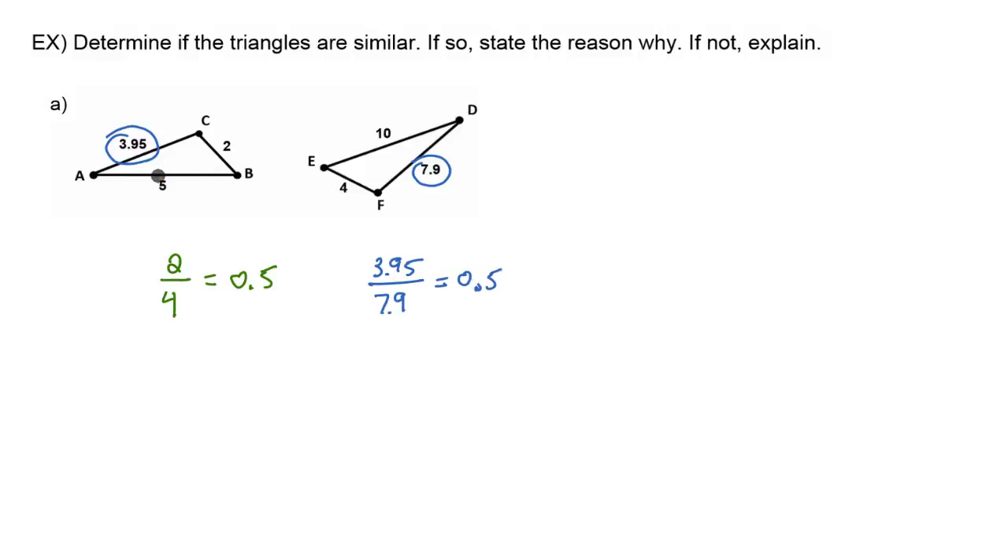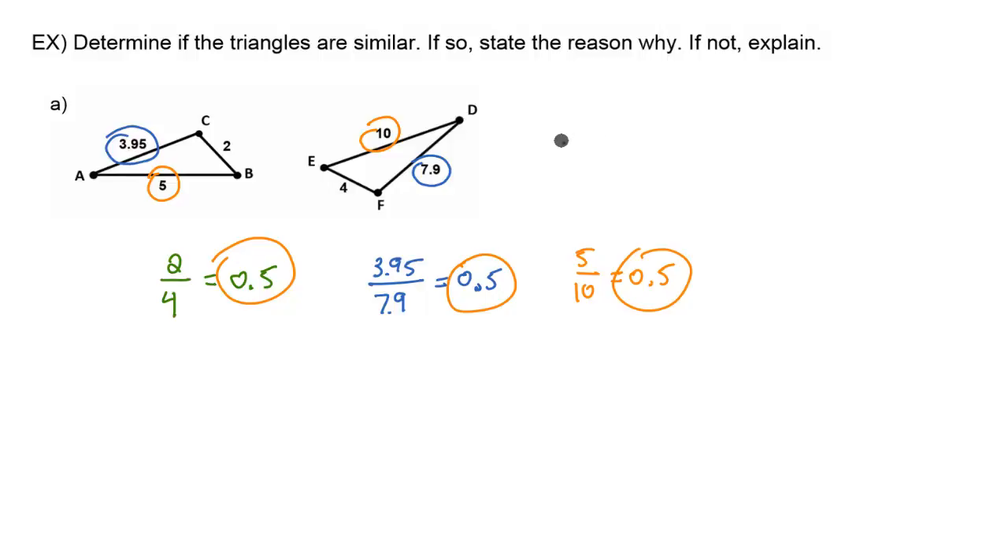Lastly, I'm going to take the biggest length over here, which is 5. I divide it by the biggest length over here, which is 10. 5 divided by 10 is going to be 0.5. And as you can see, all the corresponding sides have the same number. I have 0.5, 0.5, and 0.5. So we could say that these two triangles are similar by side, side, side.